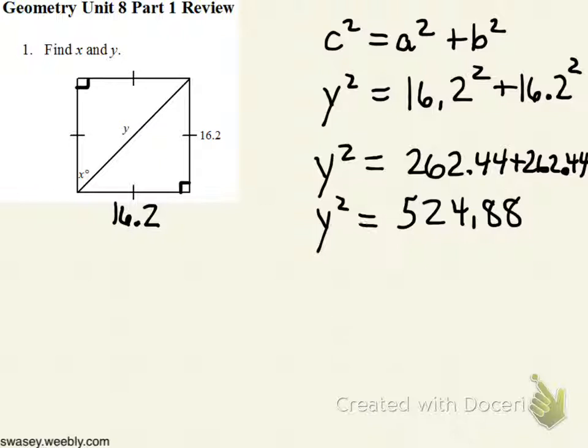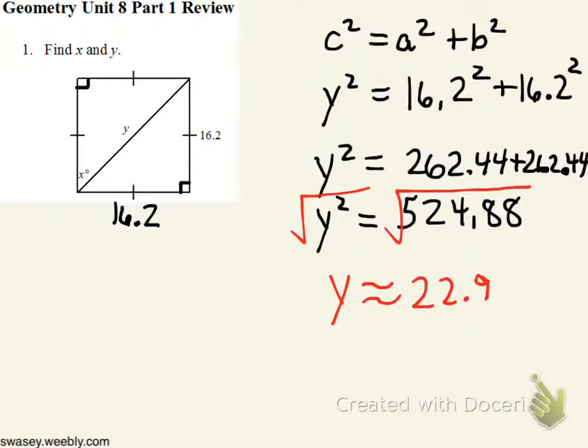And to get rid of squared, we'll square root. And so we get approximately 22.9, or the exact value would be 16.2 times the square root of 2.